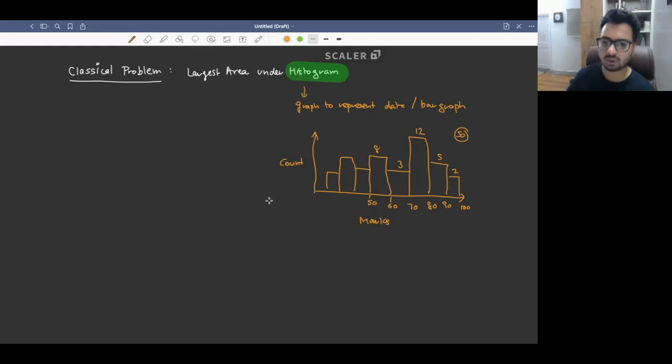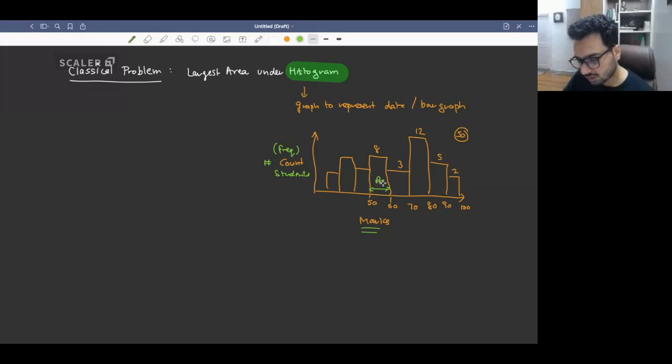Now if you look at this chart, what kind of graph is this? This is called a histogram. So what is it actually storing? I'm storing frequency on the y-axis, basically the count of students, and on the x-axis I have a marks range. Each of these is called a bar, and it has a certain height. The height simply denotes the number of students.